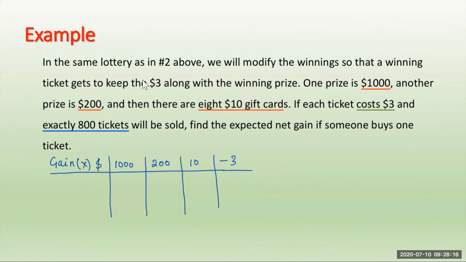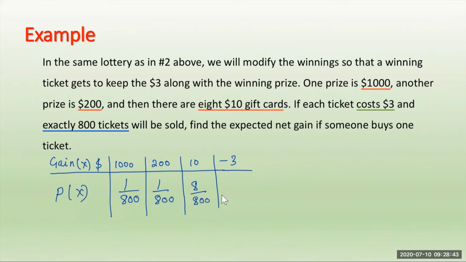Now we can write the probability P of X. You can see one person will gain $1,000, one person out of 800. Another one will get $200, so 1 out of 800 will get $200. The $10 gift card will be won by 8 out of 800. So 8 out of 800 again.